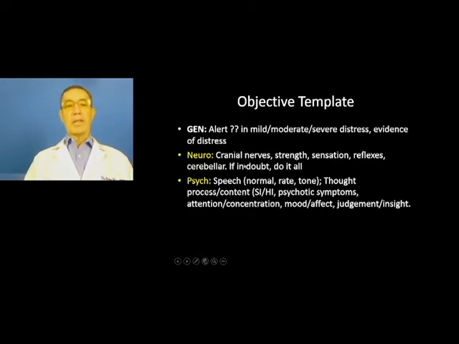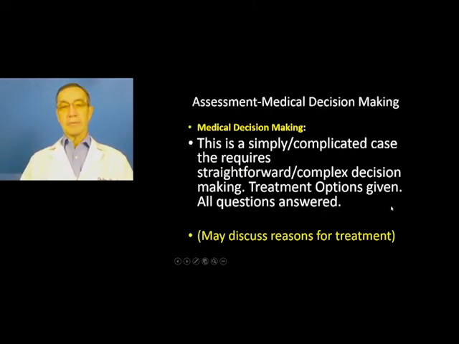On the objective findings, focus mainly on a general, are they in mild, moderate, or severe distress? And then after, usually the focus will be on the neurologic and psychiatric aspects of the physical exam, and that may be their speech, thought process. Do they have SI, which is suicidal ideations, or homicidal ideations? Do they have psychotic symptoms? Do they have attention or concentration problems? Mood or affect? Mood would be depressed. Affect would be flat or labile. And do they have good judgment or do they have poor insight?